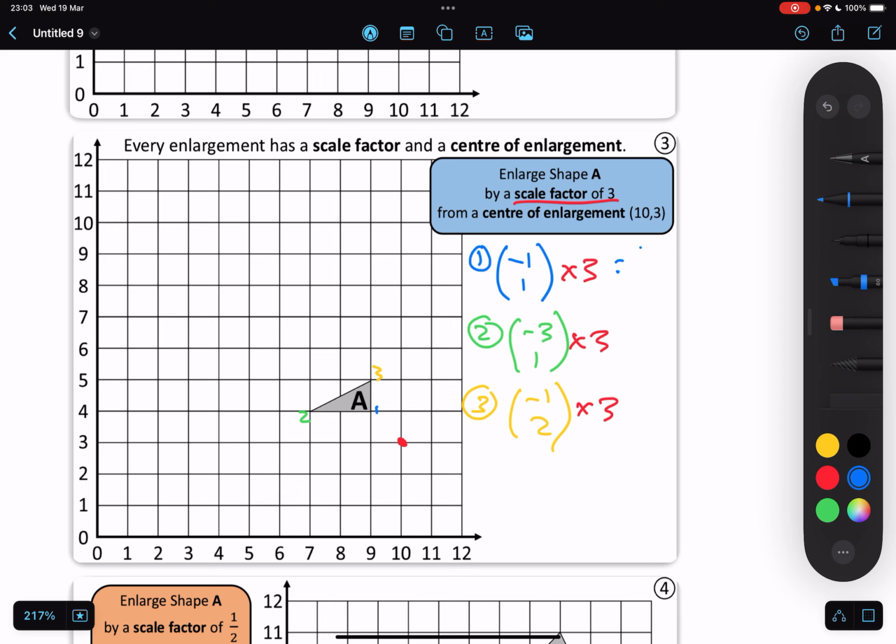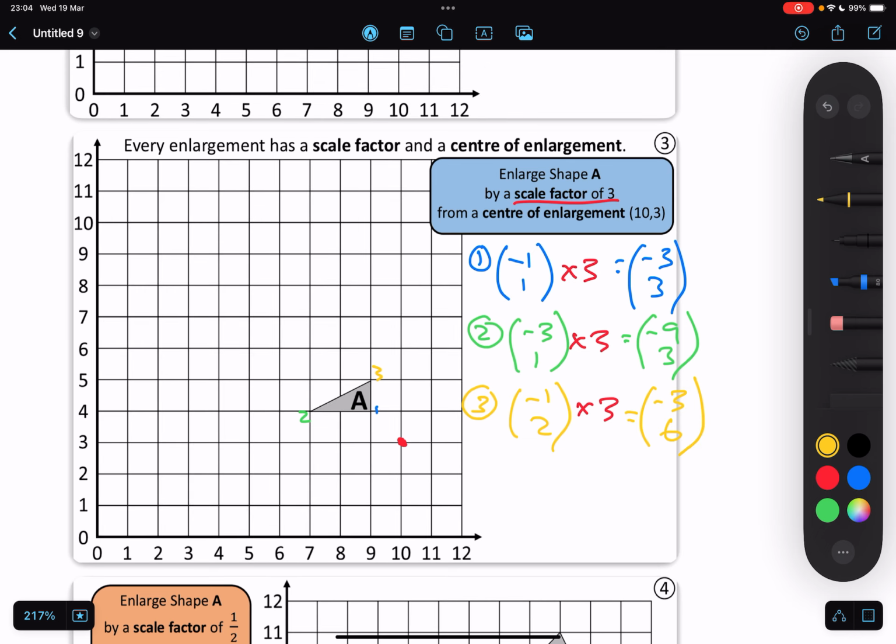In doing that, what are we going to get? -1 times 3 is -3. 1 times 3 is 3. To get to point number 2, -3 times 3 is -9. 1 times 3 is 3. And to get to point number 3, -1 times 3 is -3, and then 2 times 3 is 6.